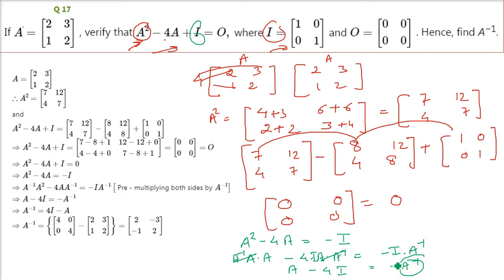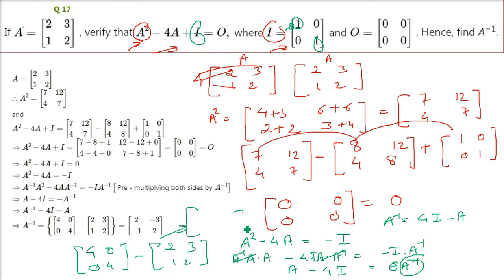And negative you can always take here, and you can write A inverse as 4I minus A. Okay. So 4I minus A, when you multiply 4 with the identity matrix, you get 4 0 0 4. So I'm writing it here, 4 0 0 4. And then we have minus, and then what we have to write, A, 2 3 1 2. So we get 4 minus 2 is 2, 0 minus 3 is minus 3, 0 minus 1 is negative 1, 4 minus 2 is 2. So exactly same thing has come. Okay.